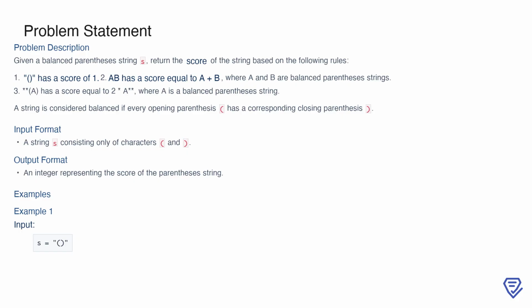For example, the string (A) has a score of 2 times the score of A. A balanced string means that every opening parenthesis has a corresponding closing parenthesis. The input is a string containing only the characters, and the output is an integer representing the calculated score. To make this clearer, let's look at some examples.